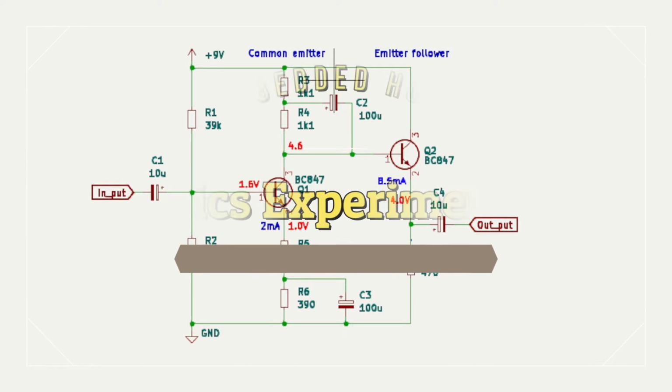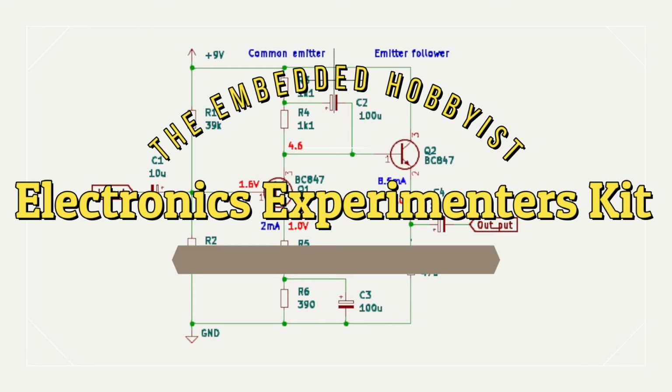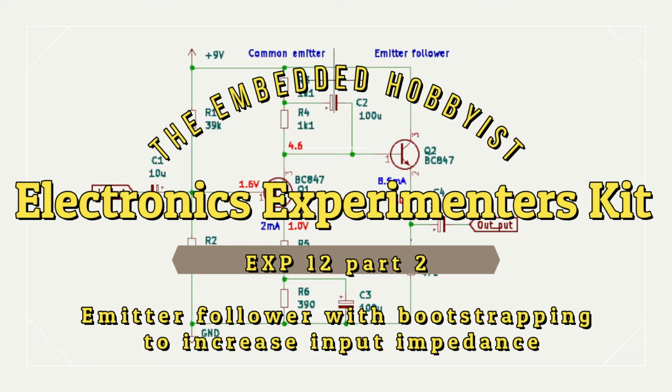And welcome back to the Electronic Experimenter's Kit, episode 12, part 2: emitter follower, bootstrapping to increase the input impedance, the way it should be done.